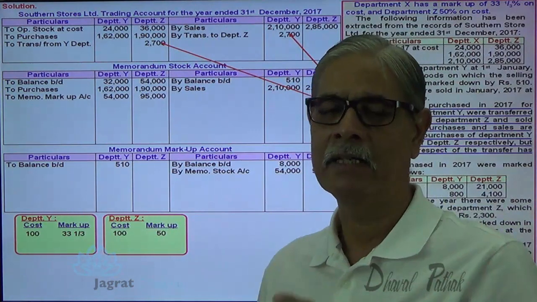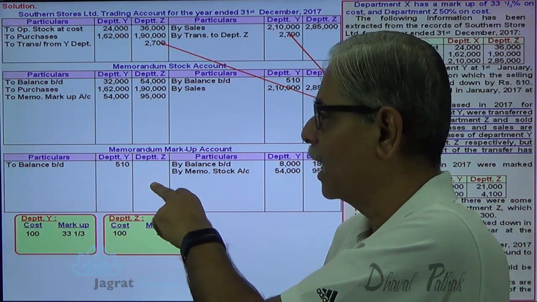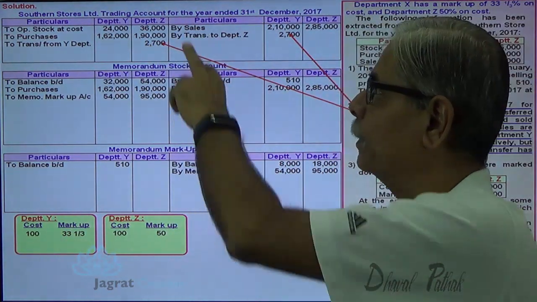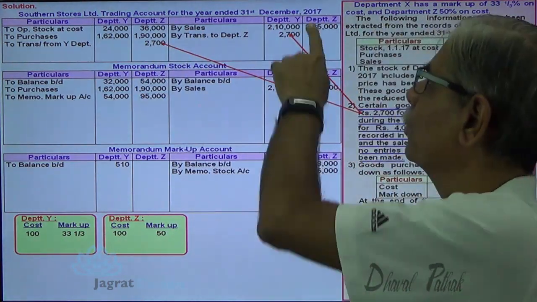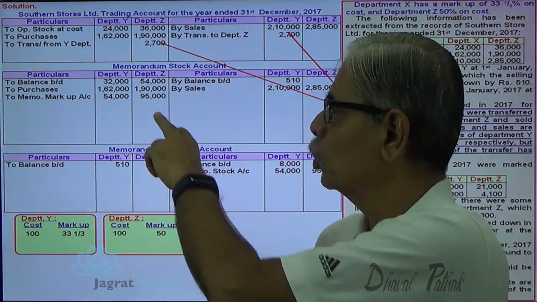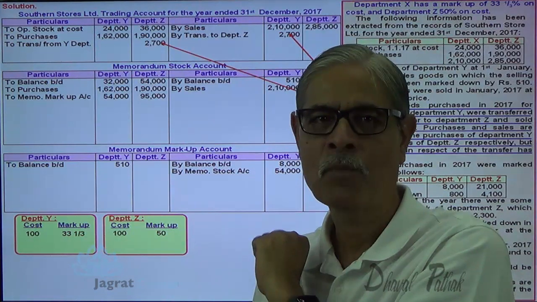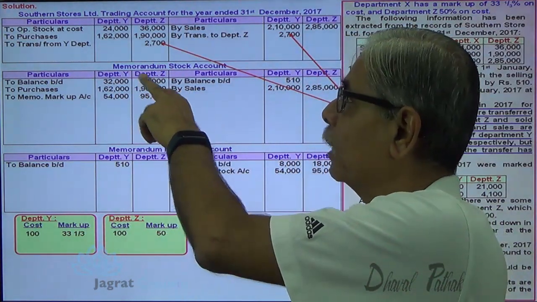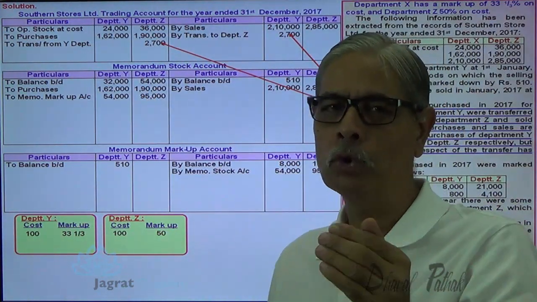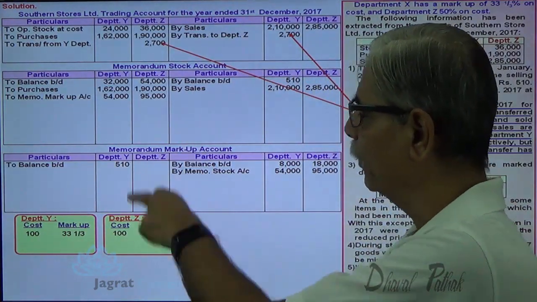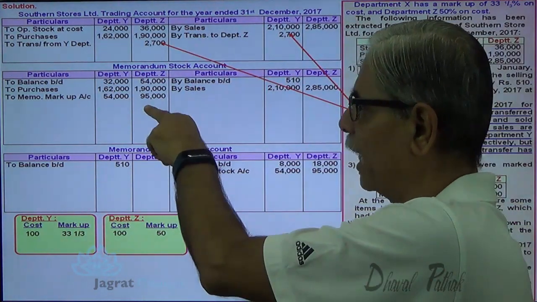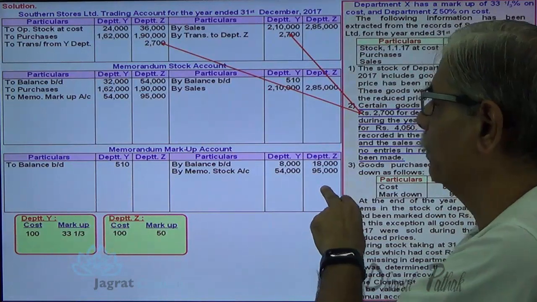This 2,700 is the cost price. When you transfer goods, just like purchases, these 2,700 goods are transferred to Department Z. Z is the receiver, Y is the giver. In this Memorandum Stock Account, 2,700 stock will increase. So 2,700 will be recorded on the debit side, but it is at cost. This Memorandum Stock Account is to be prepared at markup price. So 2,700 if I record here, to that I am required to add the profit load, and the profit load for Z is 50%. So I will record 2,700 here and the 50% profit load will be added, and that 50% profit load will be recorded on the credit side.